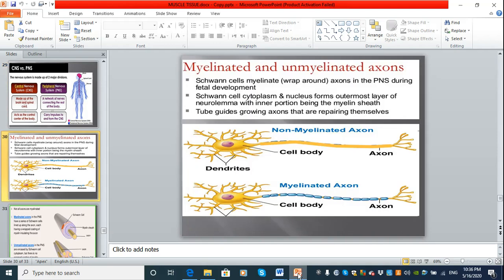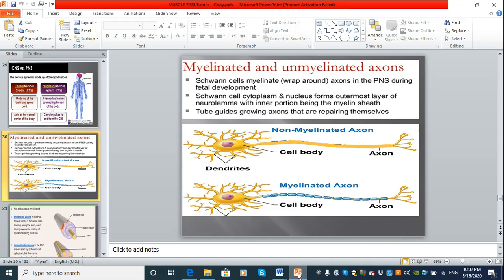Now we have myelinated and unmyelinated axons. Schwann cells myelinate, that is, wrap or cover around the axons in the peripheral nervous system during fetal development. Schwann cells, like normal cells, have cytoplasm and a nucleus, and its outer layer we call the neurolemma, with the inner portion being the myelin sheath. The neurolemma forms a long tube that guides the regeneration of axons that are repairing themselves, and guides the impulses.